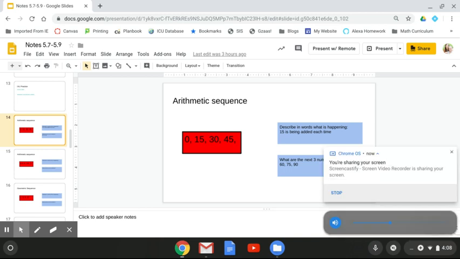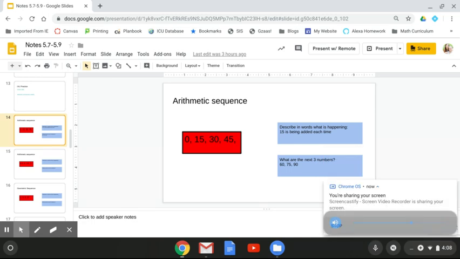Hi guys, you know that I do not like to be gone ever, so I'm going to try to go through today's notes with you on my screen so that way you can also have it open on your screen doing it with me. We're going to go to slide 14. If you're on slide 14, we're going to learn a couple new words today.